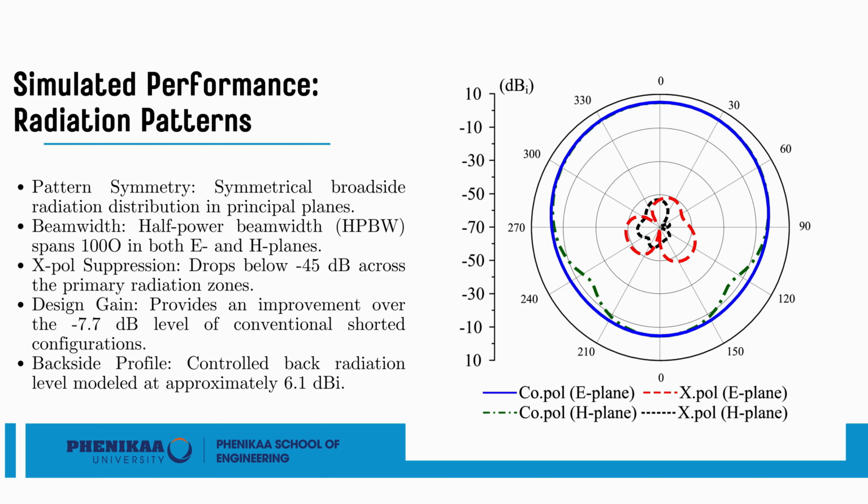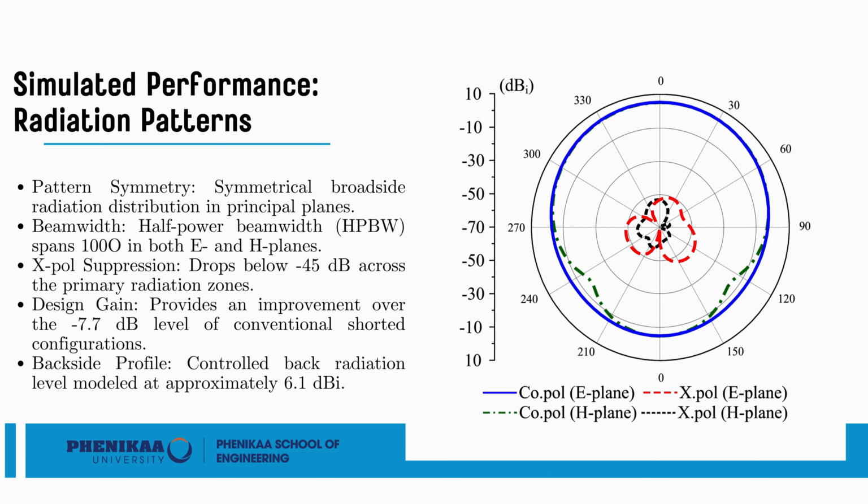Most notably, the cross-polarization radiation levels are successfully driven down below -45 decibels in both planes. This suppression represents an extraordinary leap in signal purity compared to the highly problematic -7.7 decibel cross-polarization level seen in the conventional shorted reference patch.